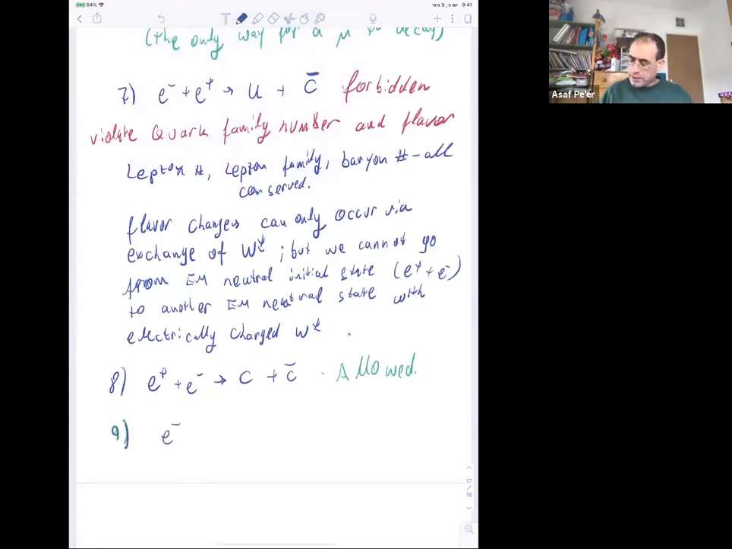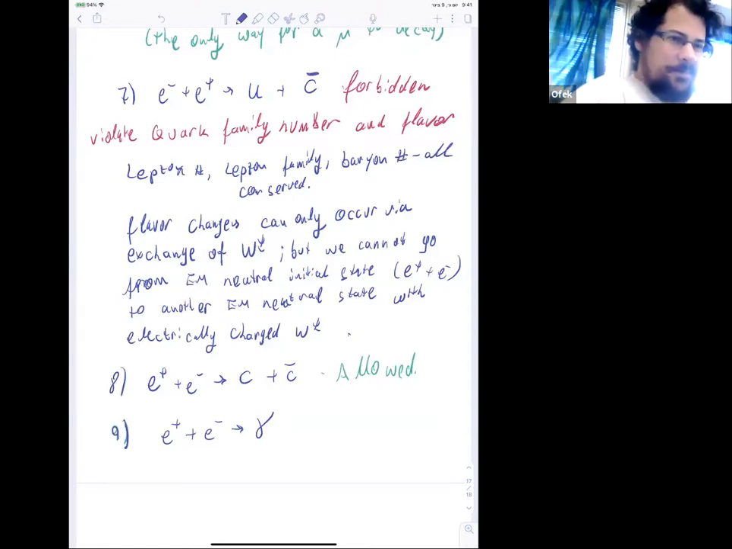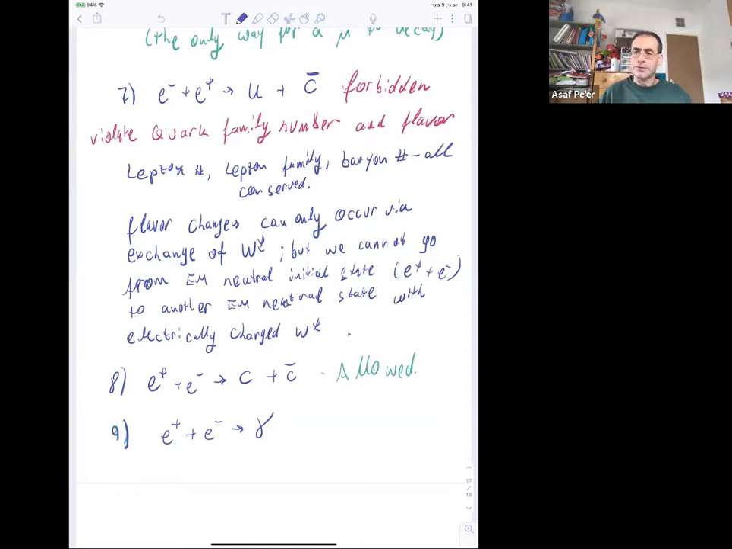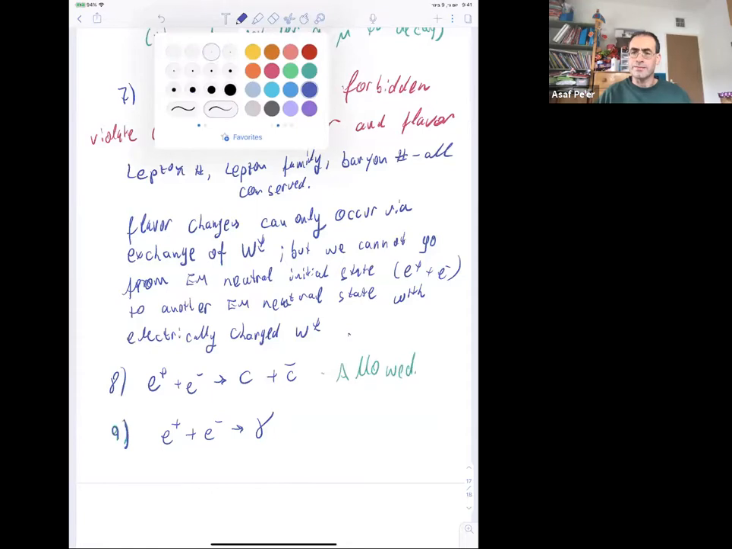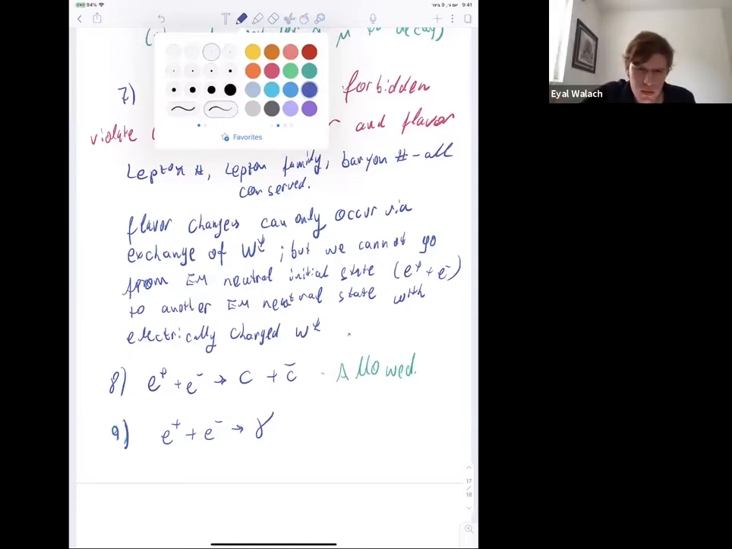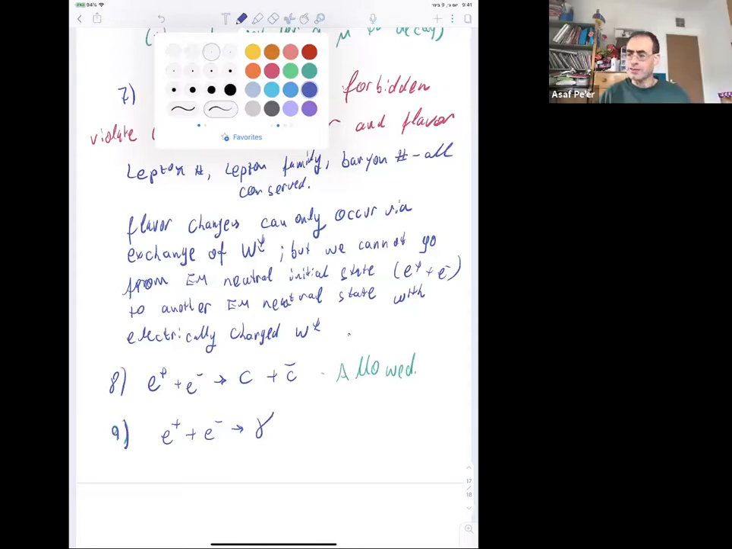What about, let's go fast because we're running out of time, an electron and a positron ending up with a photon? Is this allowed? No. Okay, someone else has more ideas? More suggestions? What do you say, guys? Allowed or not allowed? I think it's forbidden. Okay, we have two that say it's forbidden. Why do you think it's not allowed or forbidden?